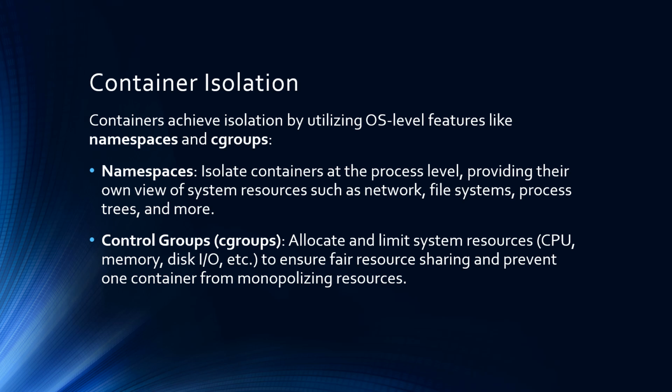Control groups, cgroups, manage resource allocation. CPU usage limits and scheduling. Memory allocation and limits. Block I/O priorities. Network bandwidth control. Device access control. This isolation mechanism ensures resource fairness between containers, security through process separation, predictable application performance, clean application startup and shutdown.